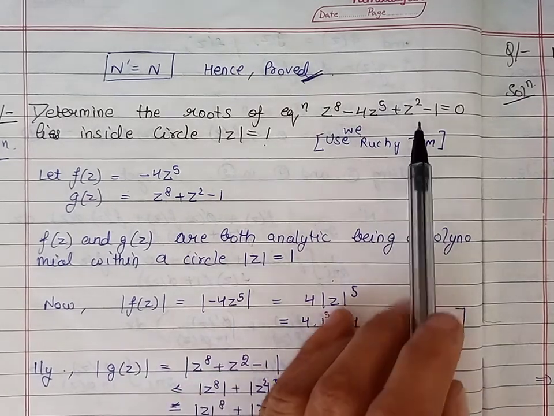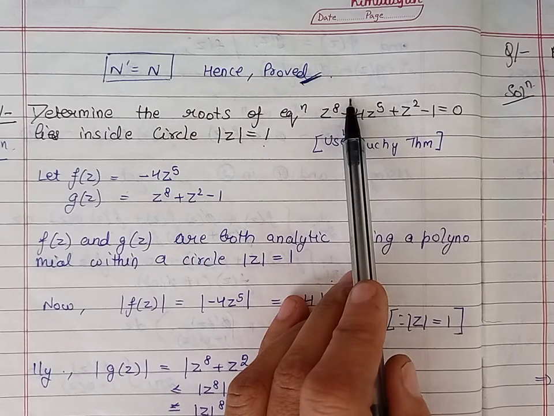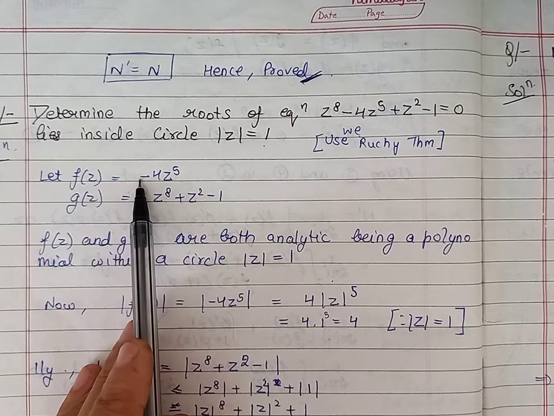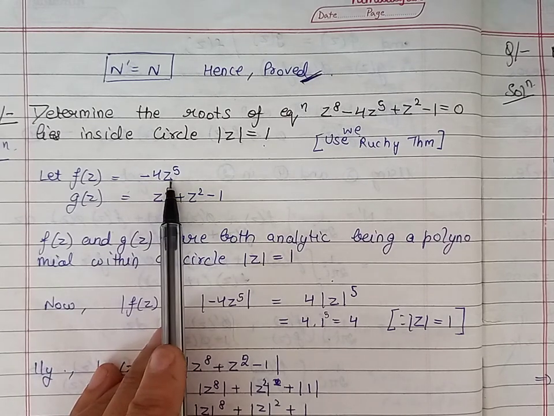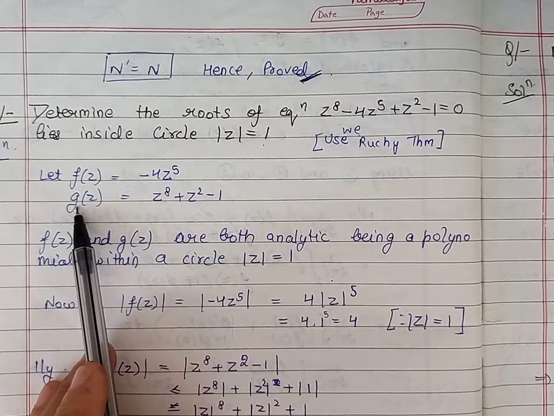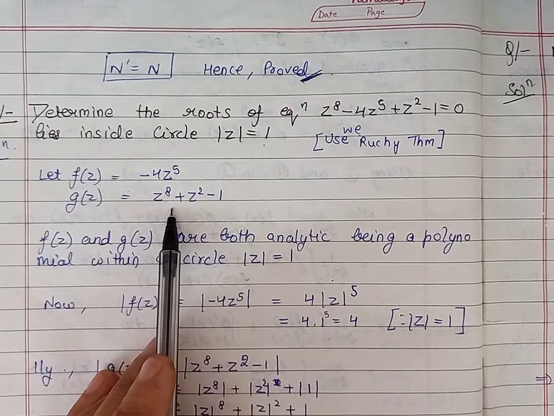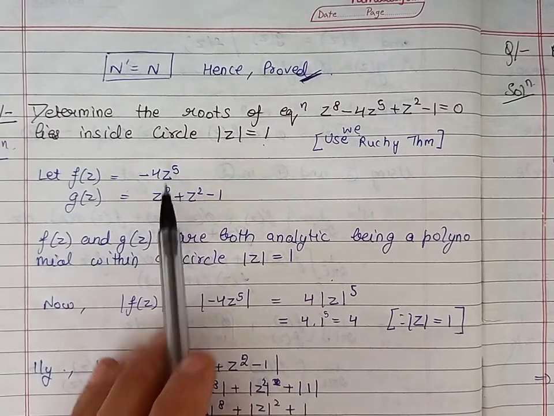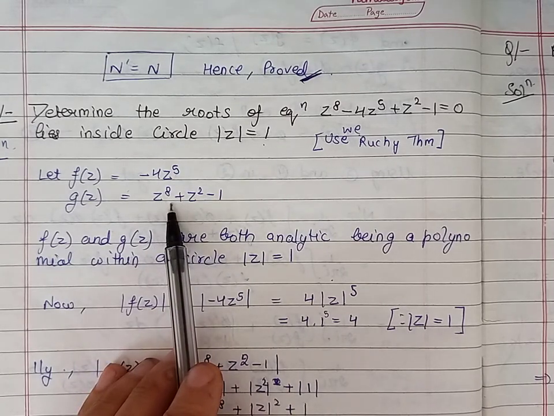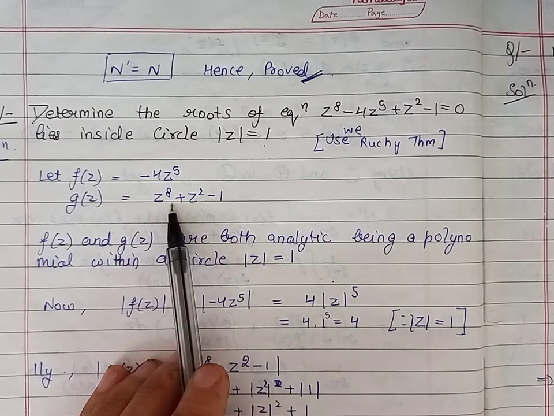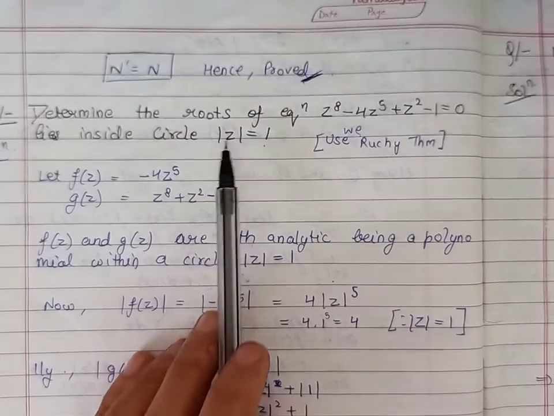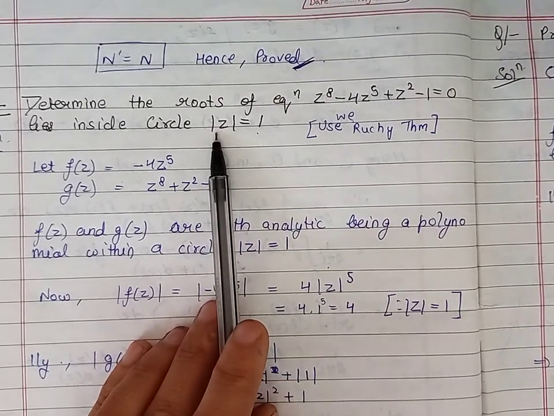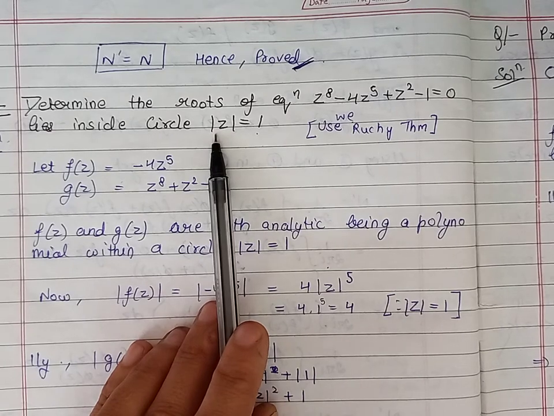So let us break this left hand side into two parts. One of the parts we have taken as the function f, which is -4z^5, and the second part we have denoted by the function g, which is z^8 + z^2 - 1. Now we can see both of these functions, being polynomial functions, are analytic within and on this circle. Now let us check that |g| should be less than |f|.